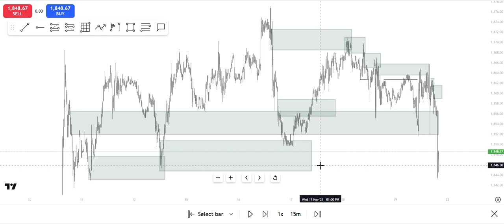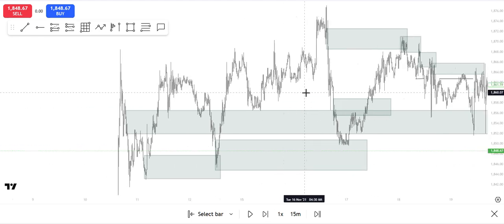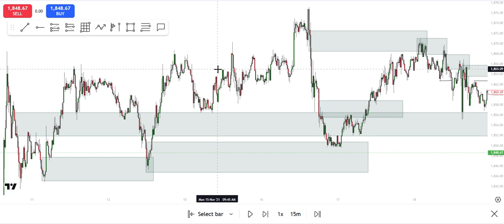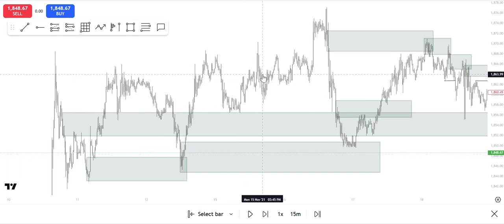So it can become an area of supply or it can become an area of demand, depending on who is in charge at that time, whether it is the buyers or whether it is the sellers. So that is what a key level is.